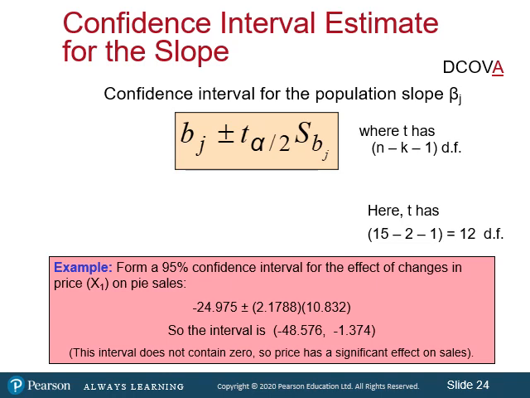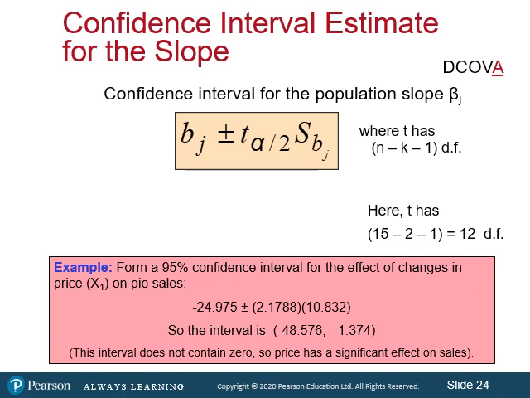Okay, if you are supposed to write the confidence interval estimate for the slope, this is how the formula works. Beta j means the beta for independent variable j, plus or minus t alpha divided by 2, which we already calculated just now, 2.1788, times the standard error of the particular independent variable. Degrees of freedom is n minus k minus 1.